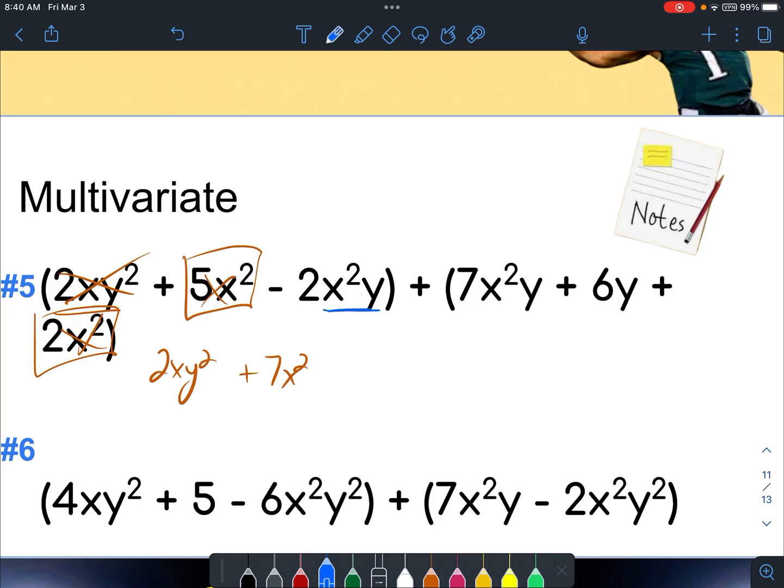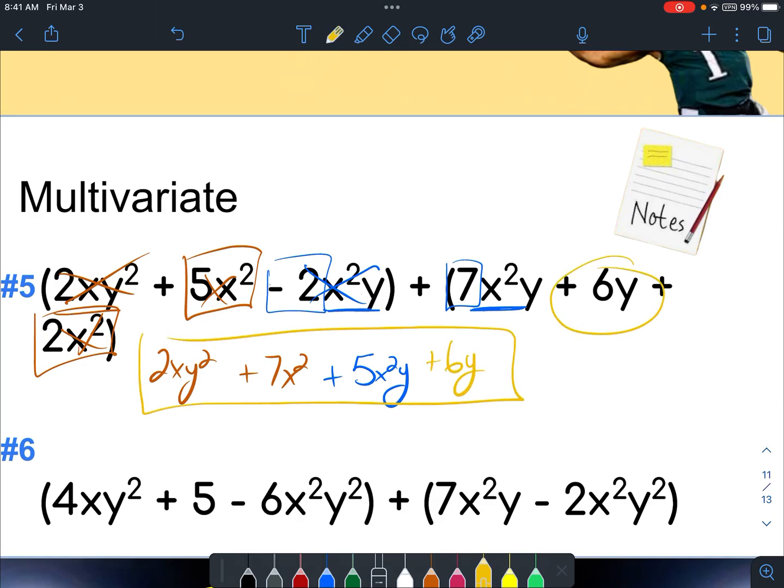And we're focusing on this x squared times y. There are 2 of these. We have a coefficient of negative 2 and 7, so we have 5x squared times y. And then our last guy over here is just a 6y. This would be the answer to that one.